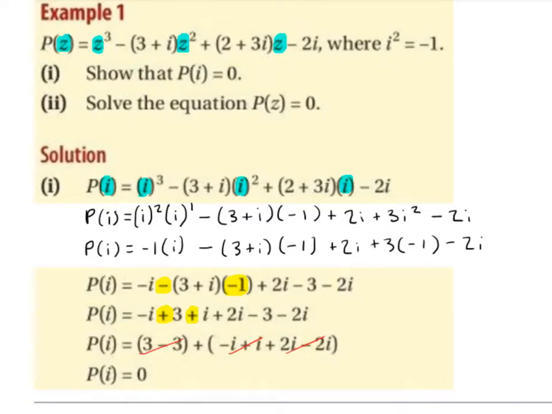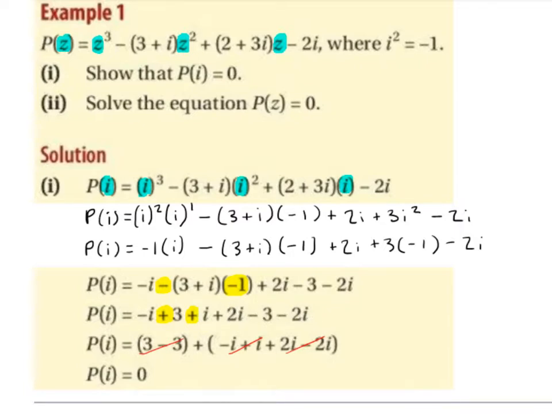And i² is −1, so we'll have 3 multiplied by −1. −1 by i is −i. And we still have −(3 + i) times −1. We still have our +2i, and 3 times −1 is −3, and we still have the −2i. Now, the minus in front of the (3 + i) is going to be multiplied by the −1 to give a plus, and likewise for the i. So we end up with −i + 3 + i + 2i − 3 − 2i.